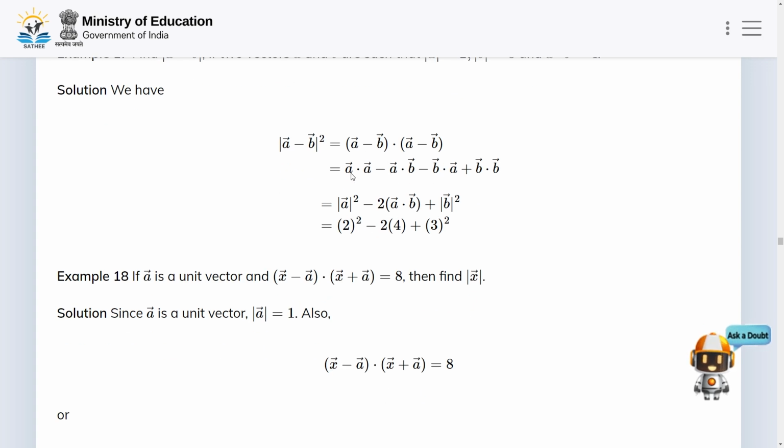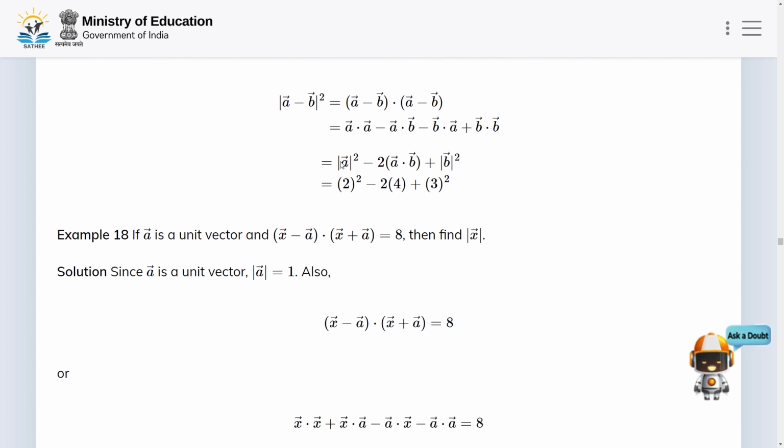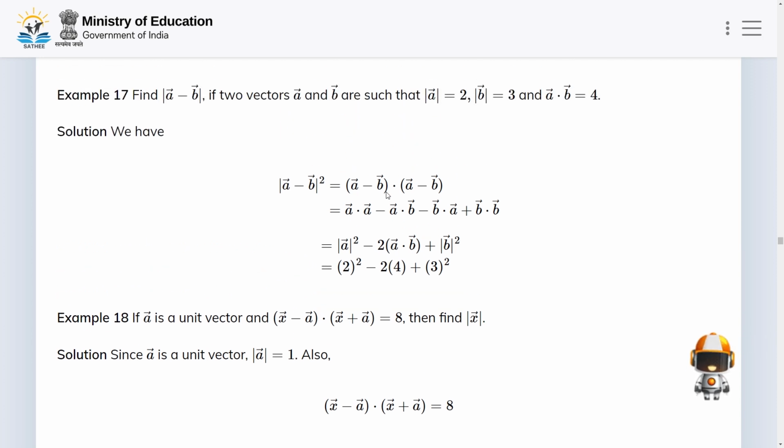Now distribute it. You will get the dot product of A with itself, minus the dot product of A and B, minus the dot product of B and A, plus the dot product of B with itself. This will be the magnitude of A whole squared, this will be the magnitude of B whole squared, and as the dot product is commutative, this reduces to minus 2 times the dot product of A and B. You know the magnitude of A, the magnitude of B, and the dot product. You can easily substitute your values and solve it. You will get your answer for the modulus of A minus B whole squared.